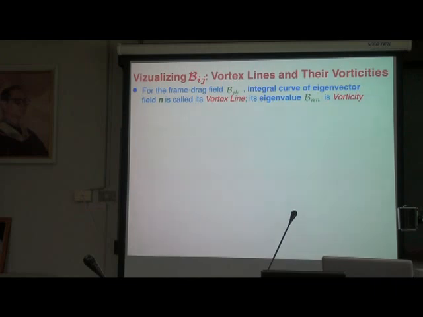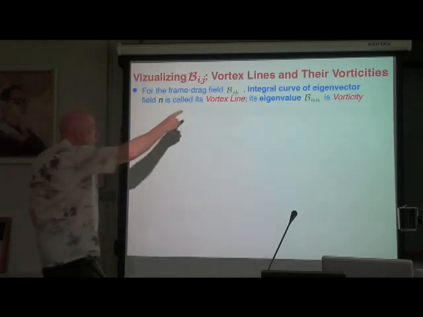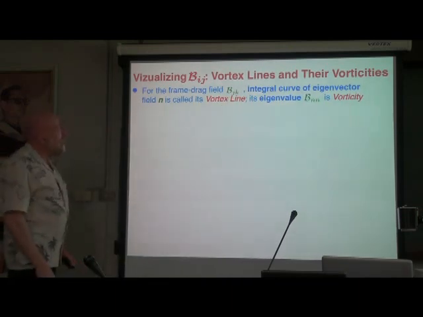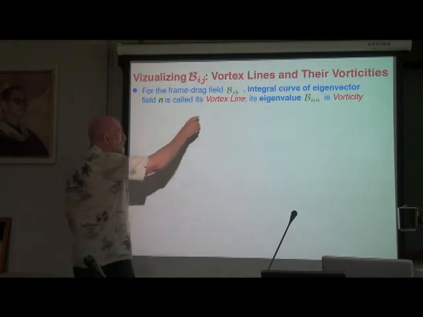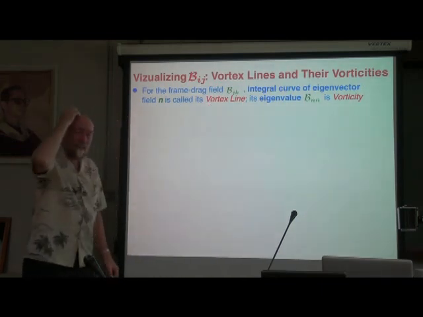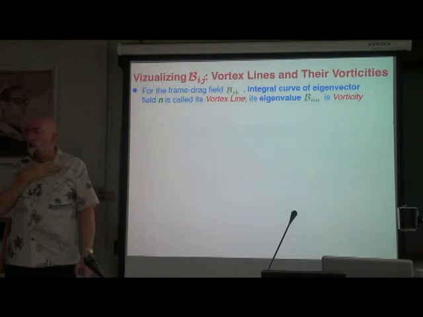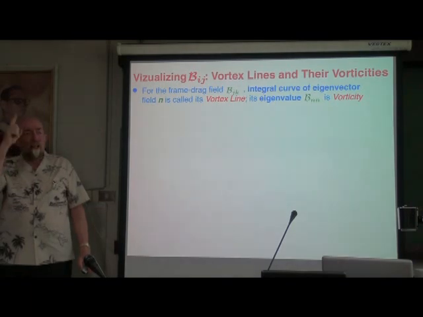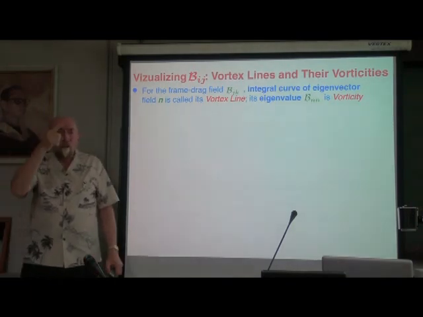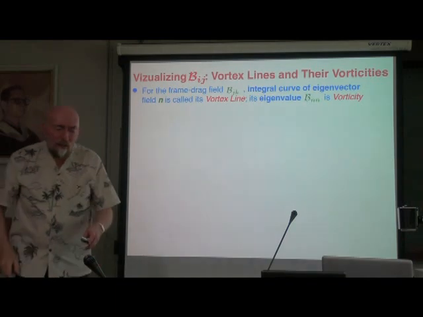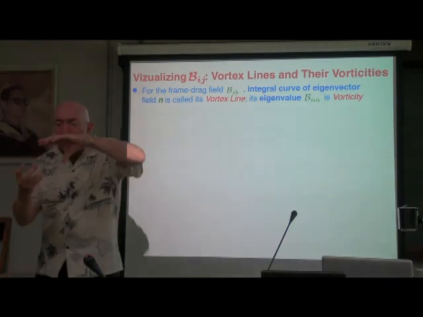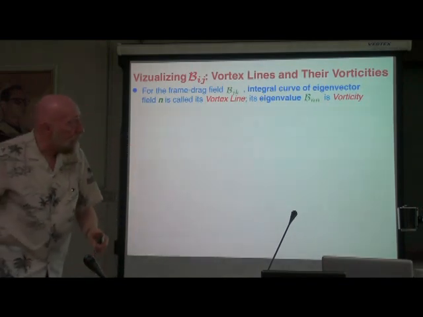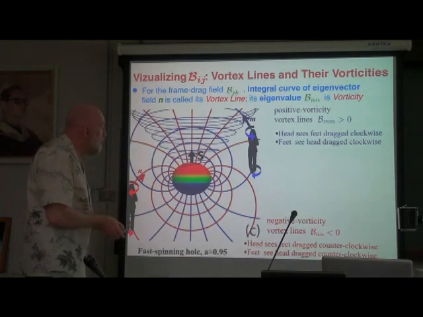We do the same thing with the frame drag field that describes differential frame dragging. We build integral curves of the eigenvectors. We call those vortex lines, taking the same word that's used in fluid mechanics. In fluid mechanics, vortex lines are the lines around which the fluid spins. In this case, they're the lines around which things twist in the following sense. This is differential frame dragging.